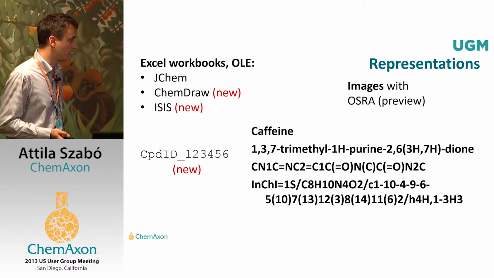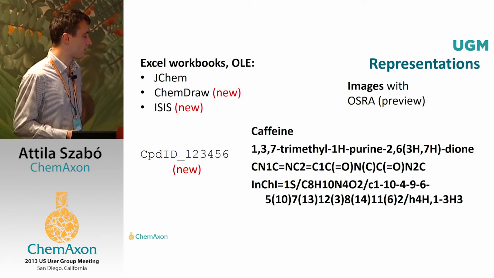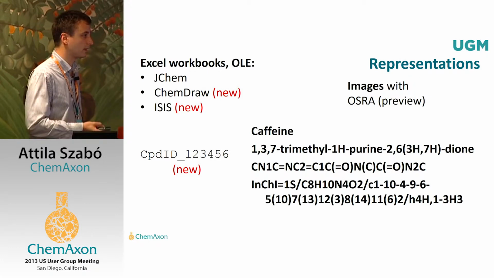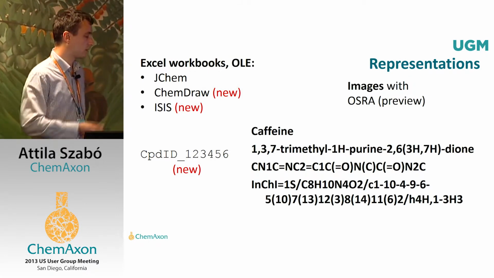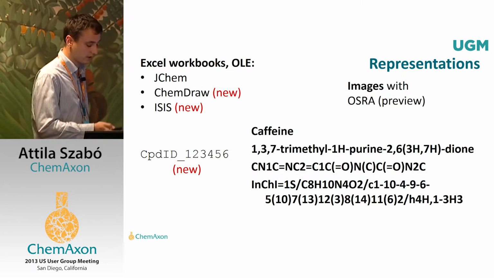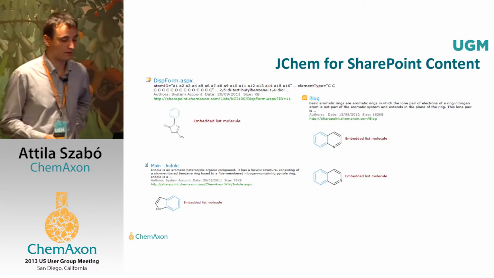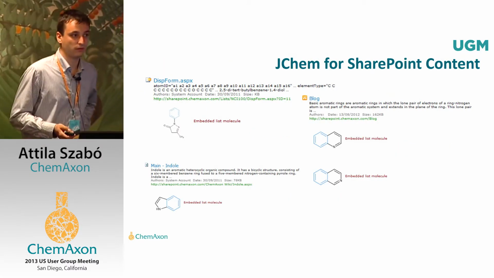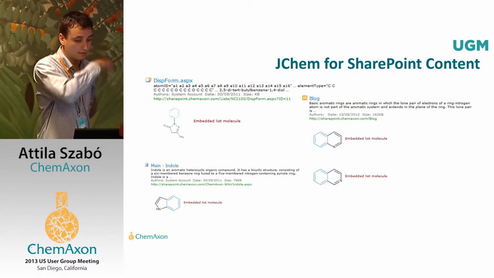And one more thing is the compound IDs. Your compound database can be linked to JChem for SharePoint search. So whenever a compound ID is present in a document, it will be a hit. And of course, every structure you draw on SharePoint sites and discussion boards is in the scope.